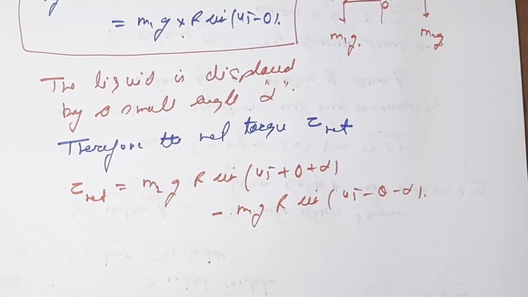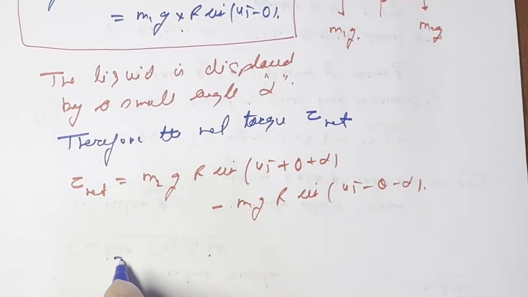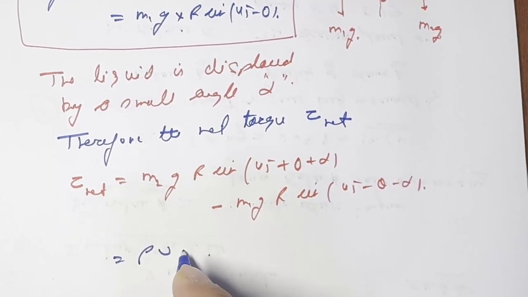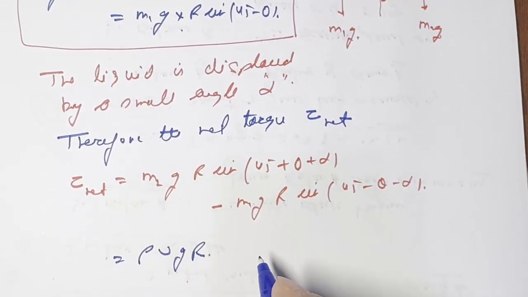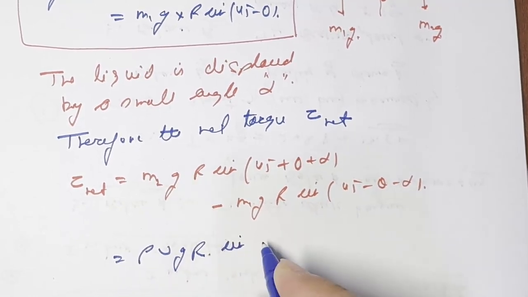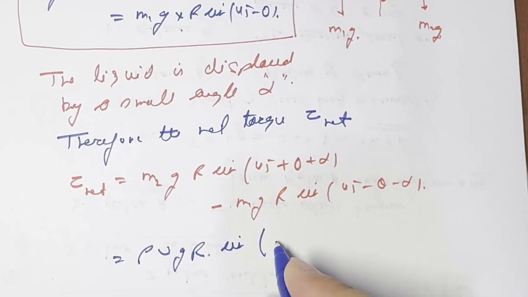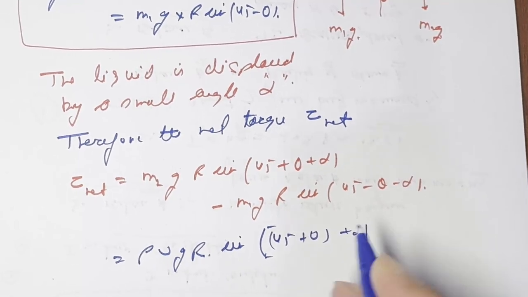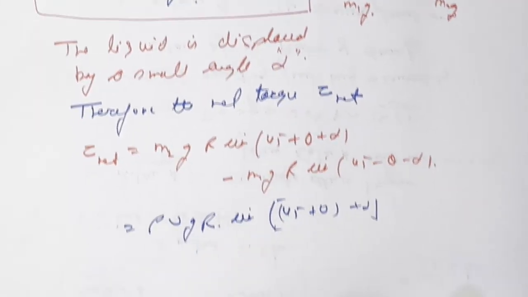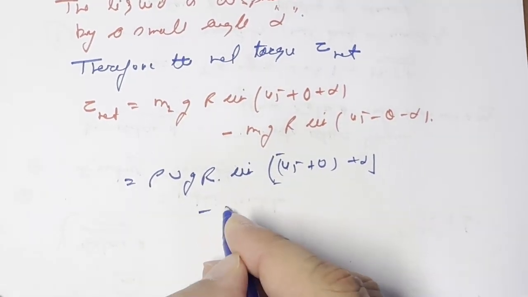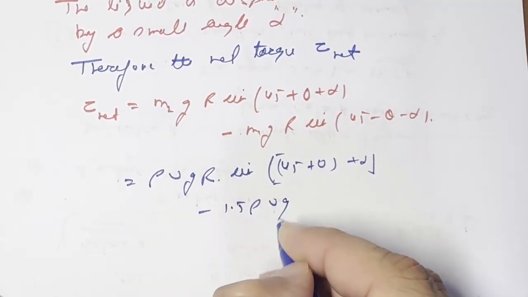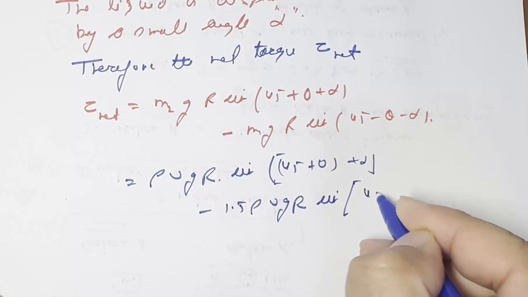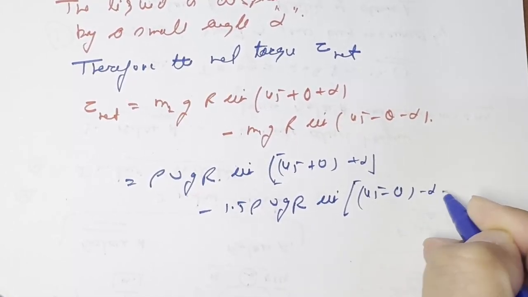We can substitute the value of m2. We can write this as rho V g r sine of 45 plus theta plus alpha. We are going to open this using the trigonometric identity. And m1 becomes 1.5 rho V g r, with sine of 45 minus theta minus alpha.